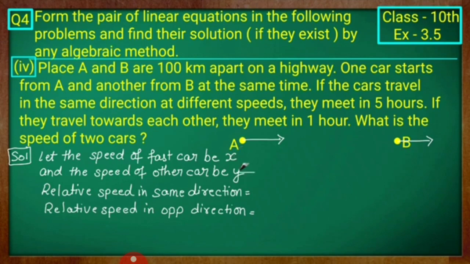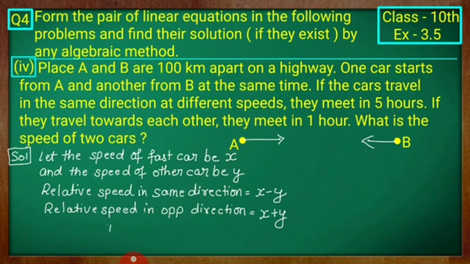Because the speed of the fast car is x and the speed of the other car is y, the relative speed in the same direction is x minus y. And when two cars travel in the opposite direction, towards each other, the speeds will be added, the speed of the fast car plus the speed of the other car. So in the same direction the speed is subtracted, and in the opposite direction the relative speed is added.